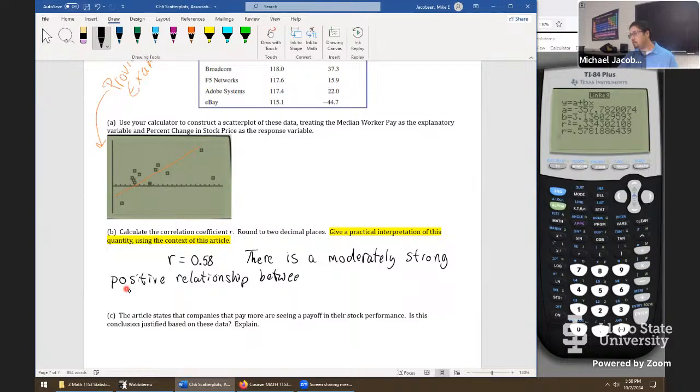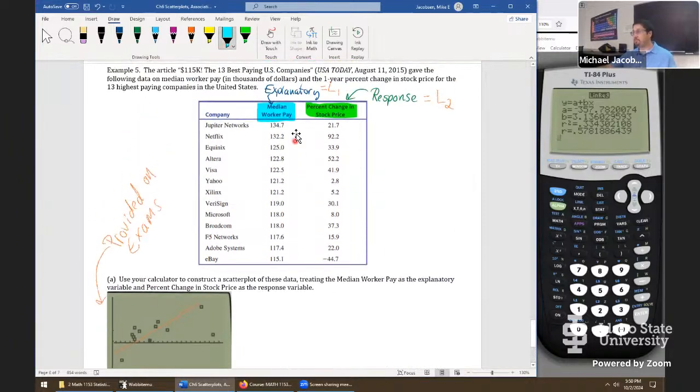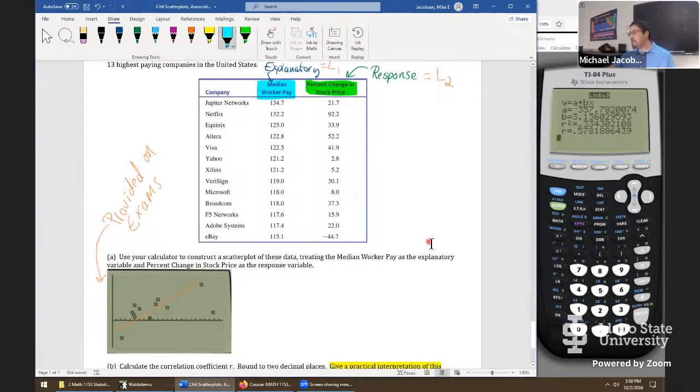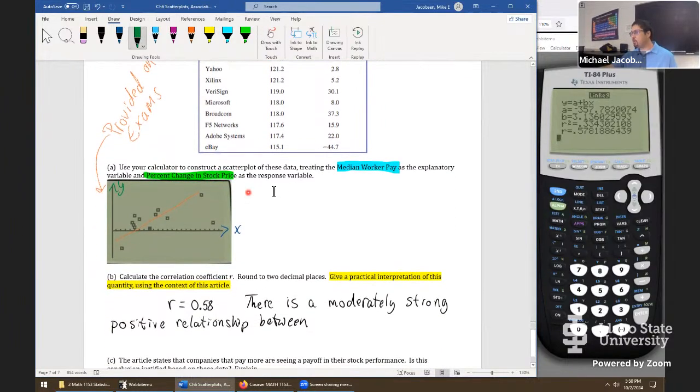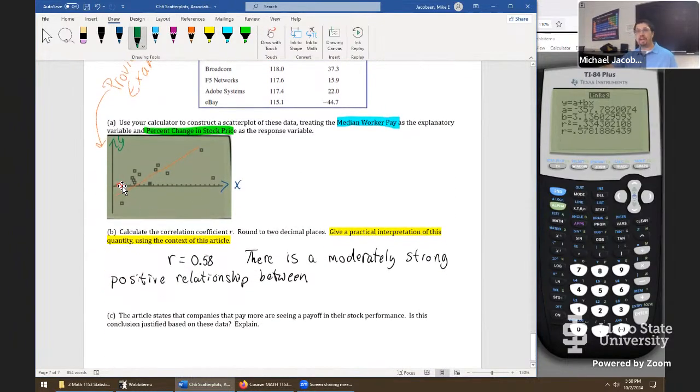between, we can't say between the variables because we need to pull in the context. That's where we might want to look at the problem again, reread it, something like that. But here, that's the explanatory variable, median worker pay. So that's the x-axis. And the response variable was percent change in stock price. That's the y-axis going this way. So it looks like we're saying as the median worker pay goes up and up and up, the change in stock price is also going up.